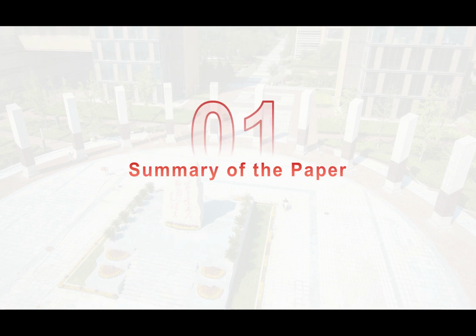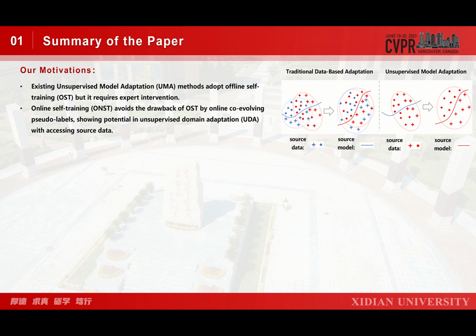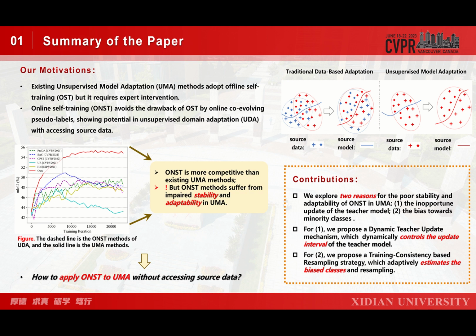I will first give a summary of this paper. This paper focuses on unsupervised model adaptation. Existing UMA methods adopt offline self-training, but it requires expert iteration. Online self-training can avoid the drawback of OST and shows potential in unsupervised domain adaptation. From the figure below, OST methods suffer from stability and adaptability in UMA. So to apply OST to UMA, we explore two reasons for this and propose two methods for these reasons.